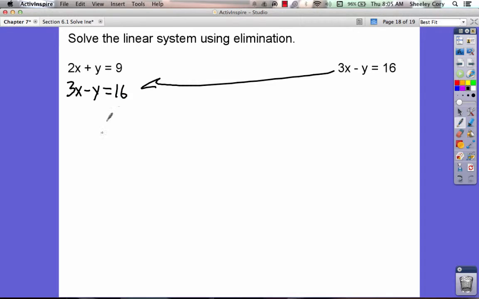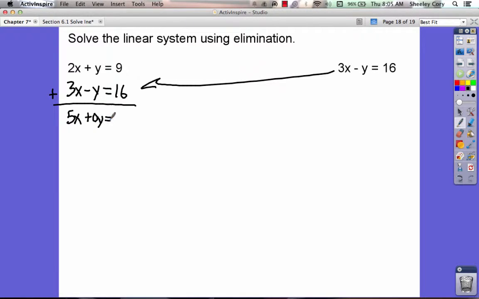What I want to do is look in these two equations for the variable that I can cancel out when I add these together. Well, 2x and 3x aren't going to cancel out easily. But y and negative y, if I add these together, a positive y plus a negative y will give you 0y. So let's add the two equations together. That gives us 5x. Positive y plus a negative y gives you 0y.